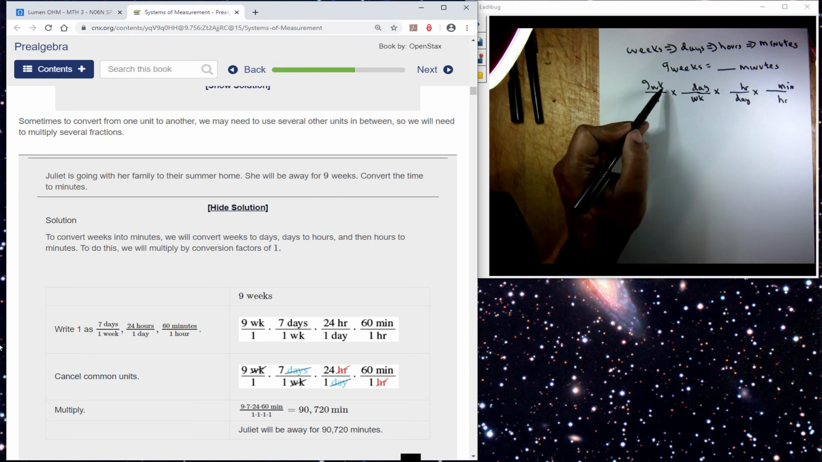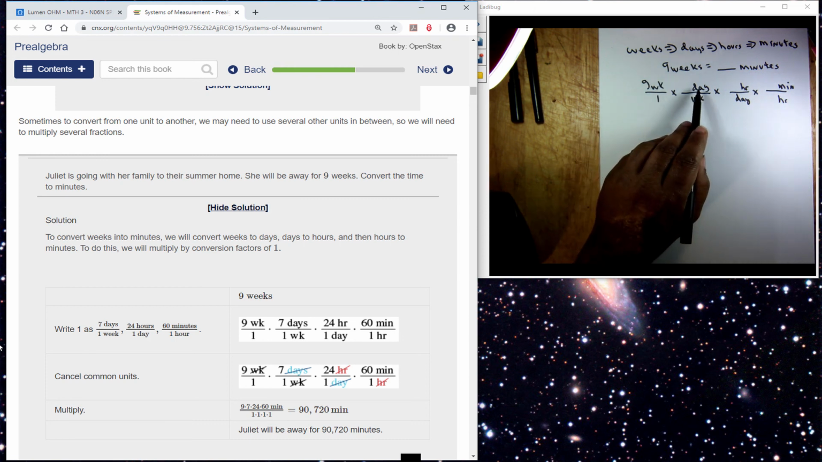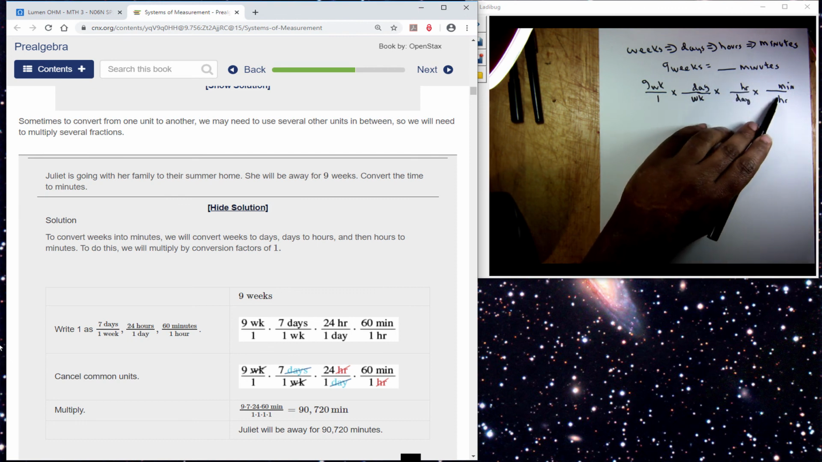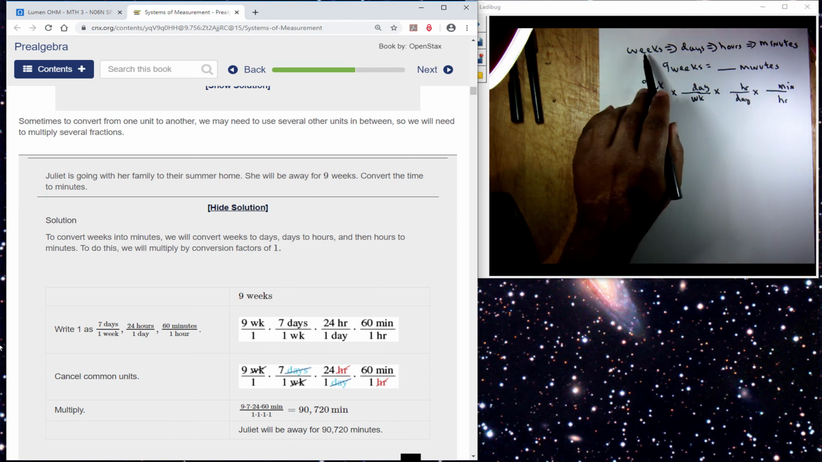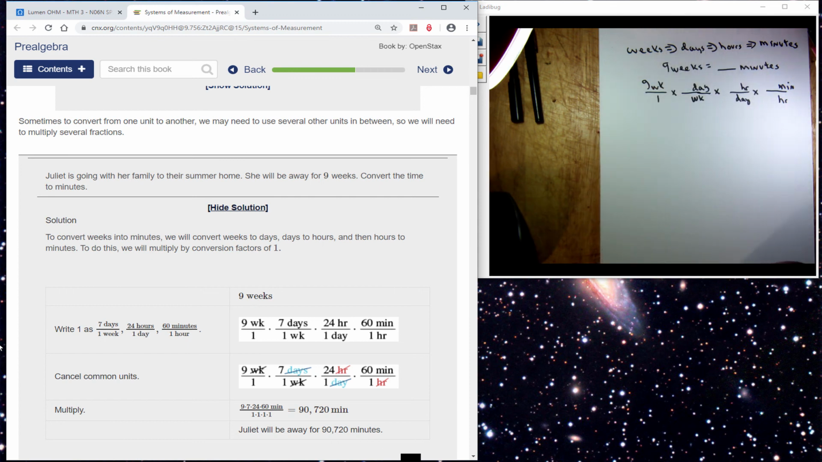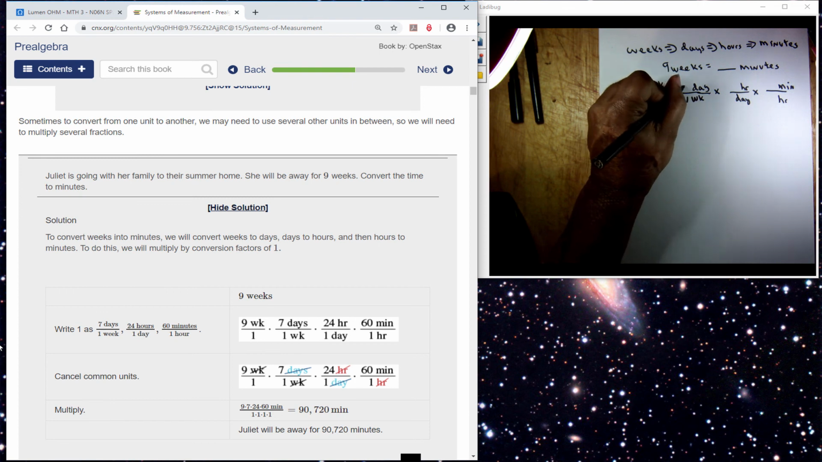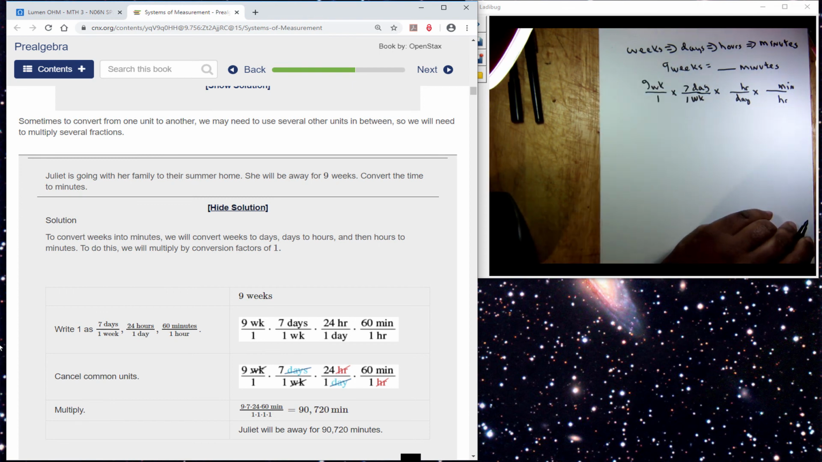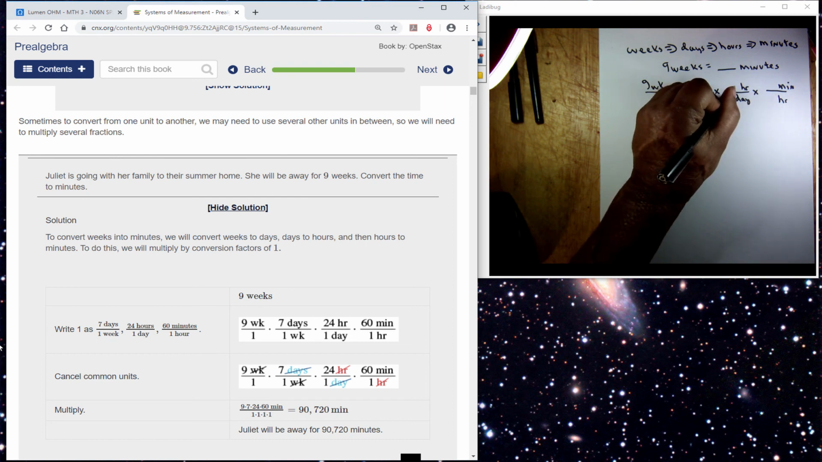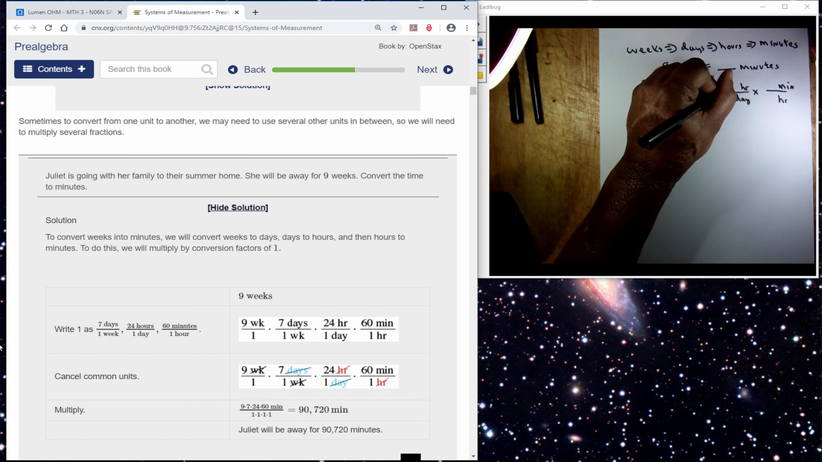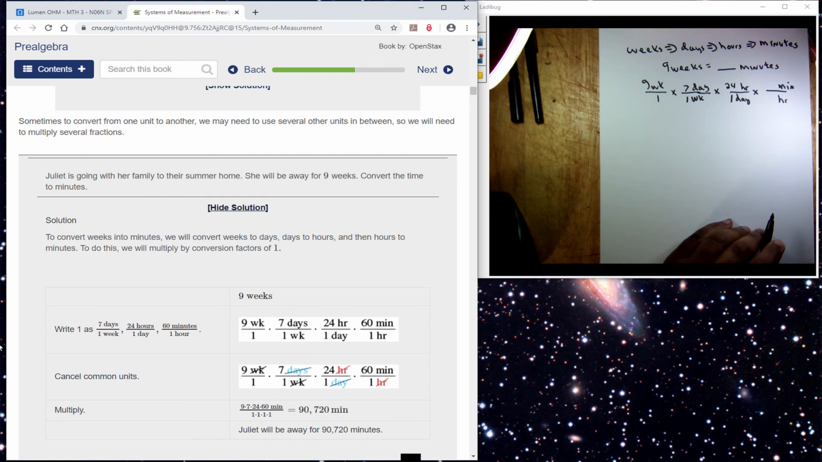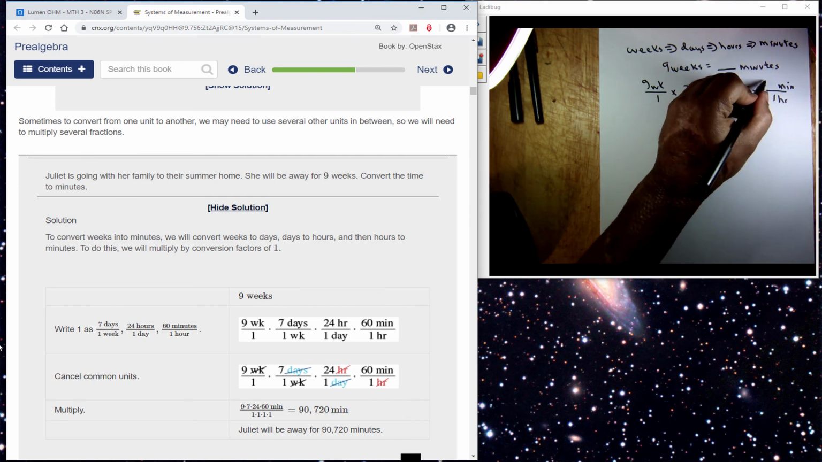I want weeks to cancel out and replace it with days. Then I want days to cancel out and replace it with hours. Then I want hours to cancel out and replace it with minutes. I'm just following this right here. Now I'll think about the relationship between hours and days. Well, I know that 1 week has 7 days. I know that in one day, there are 24 hours. And I know that 1 hour has 60 minutes.